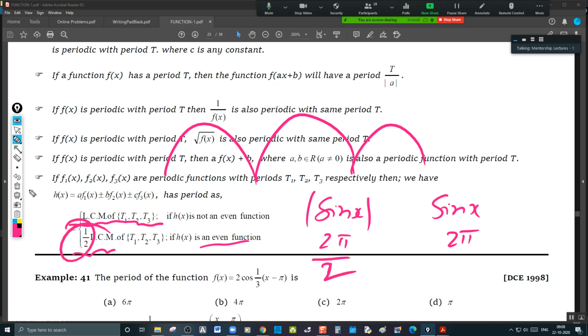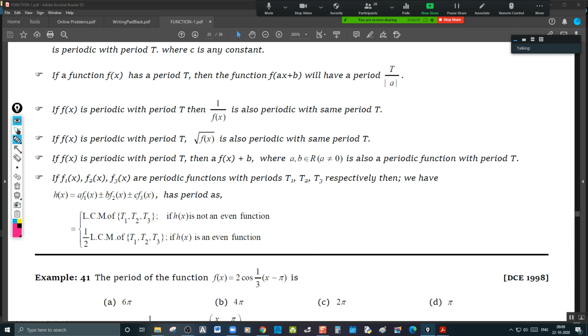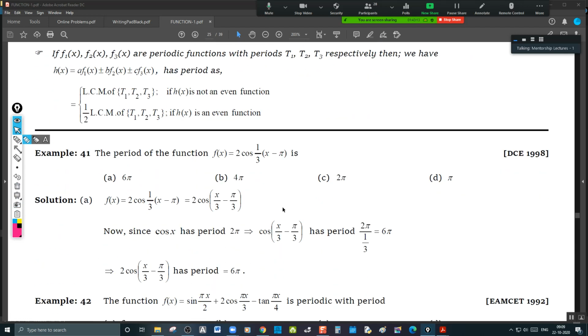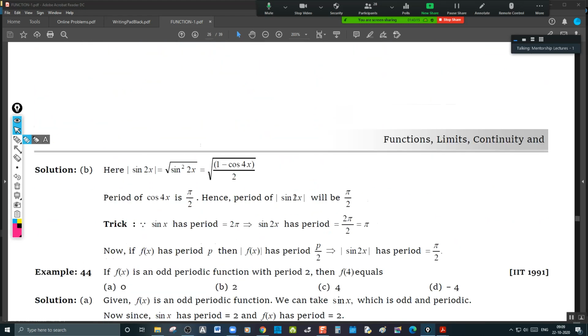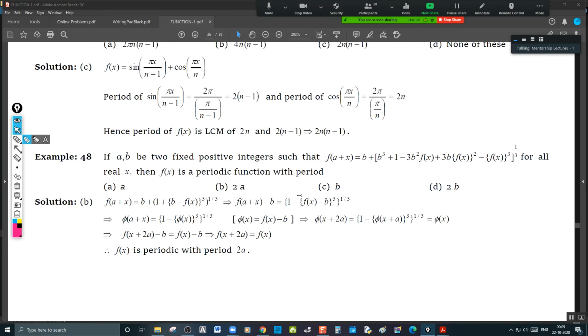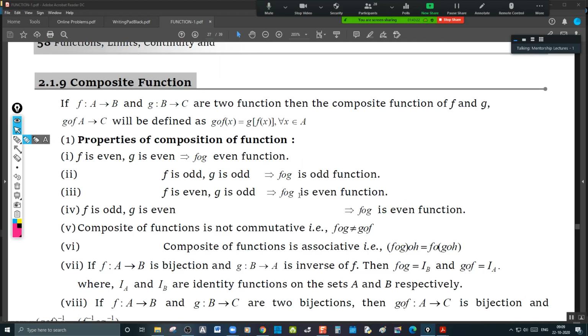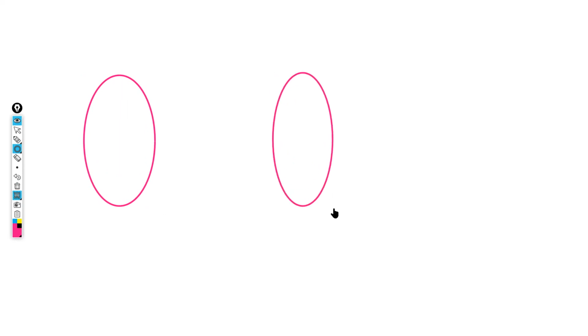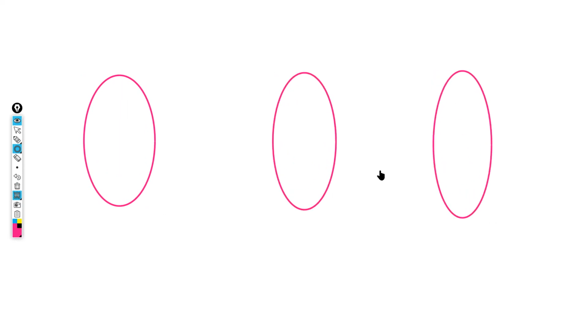Okay. Because it is to be randomly revised, I have taken up all the concepts. So everything is covered. And finally, this is composite function. Composition. This I have taken an example and explained you previously. If there are 3 functions like this, f, g, h.